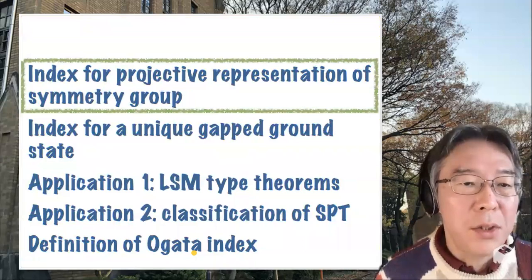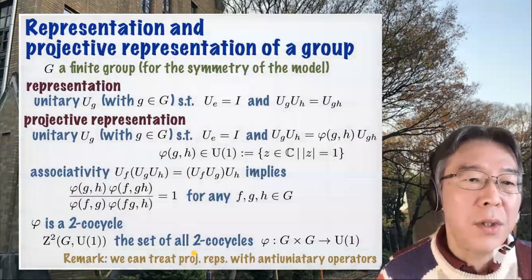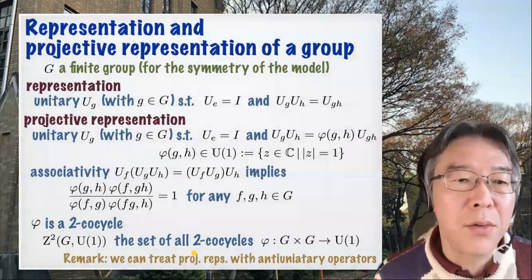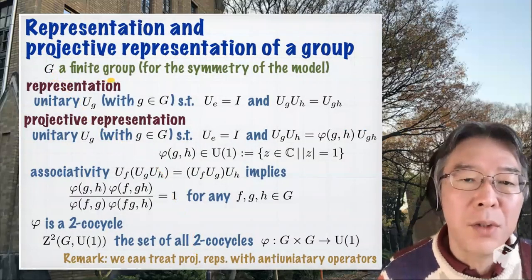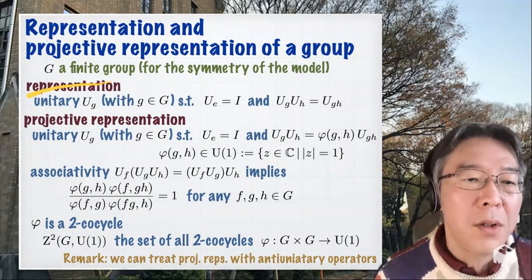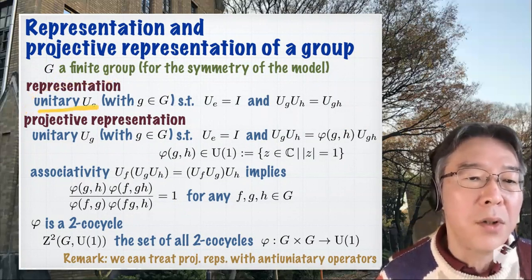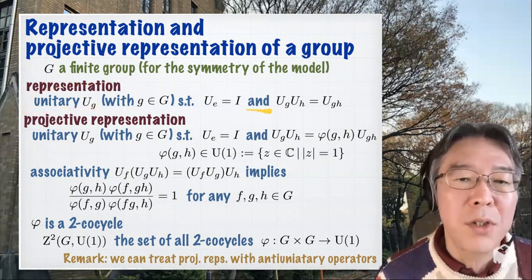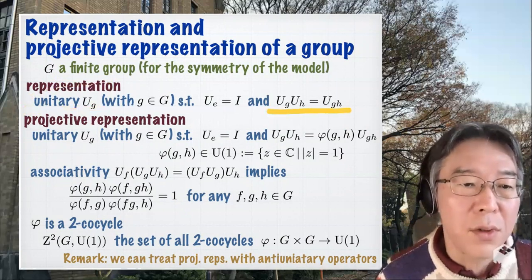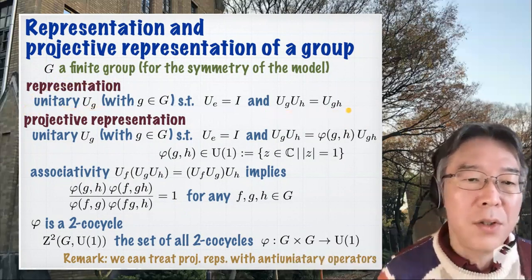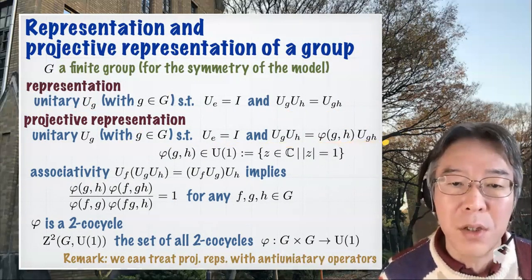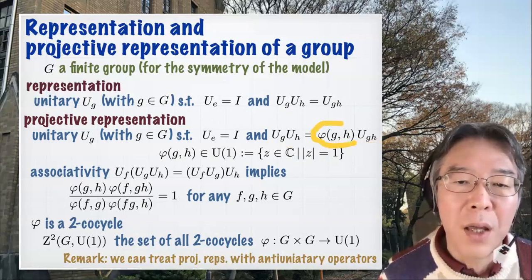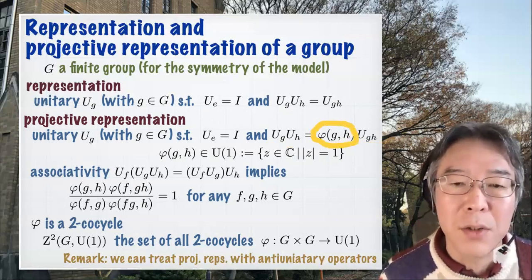Let me start with easy mathematics about representations and projective representations of a group. Let G be a finite group, which will finally describe the symmetry of the model. As you know, a representation is a collection of unitary operators which satisfies this relation. Now, a projective representation is an extension. It's almost like a representation, but it satisfies this relation here. And here you have an extra phase factor, which depends on g and h.